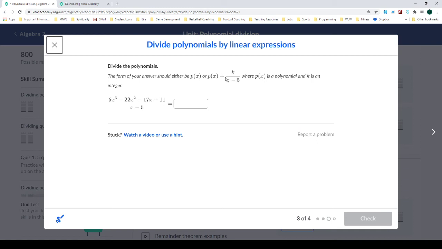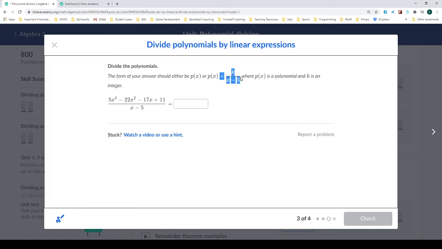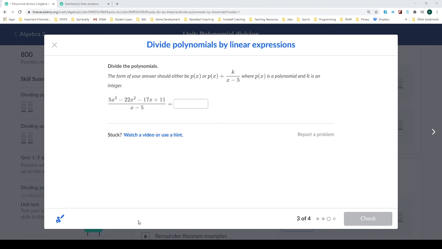So if you have a remainder of 3, that means your answer will be a polynomial. So you still have the polynomial part, but then you'll have this additional part where you have the remainder over x minus 5. Okay, so don't let this confuse you. It's just telling you that it might be a polynomial because it goes into it evenly, or it might be a polynomial with a remainder. Alright, so let's get started working out the problem here.